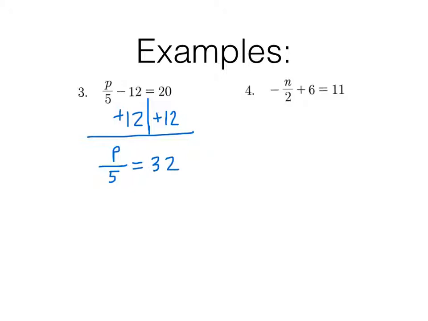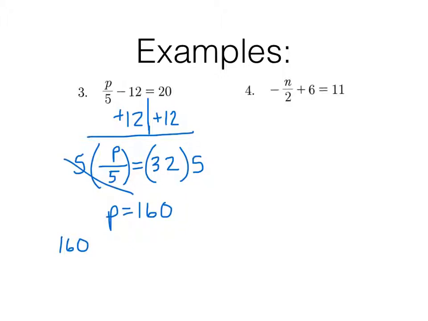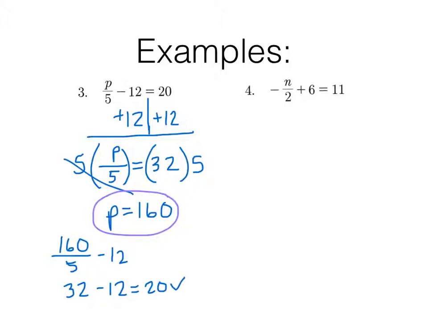Now, if division is what you see, you're going to solve that using multiplication. Again, we're undoing what was done to p. If p was divided by 5, we want to multiply by 5. And this is the way I want to see it. Cancel your 5s, and then multiply. And again, you go back and you check. 160 divided by 5 minus 12, does that equal 20? 160 divided by 5 would be 32 minus 12, 20. I know I got it right. Circle my answer, or my solution, excuse me.